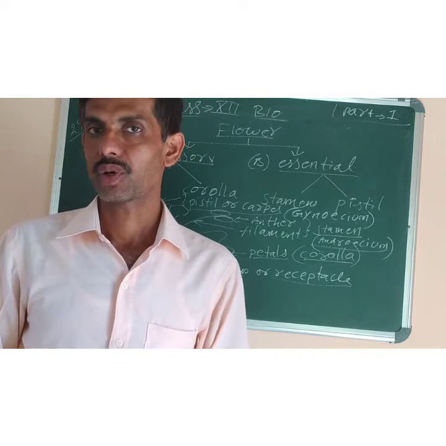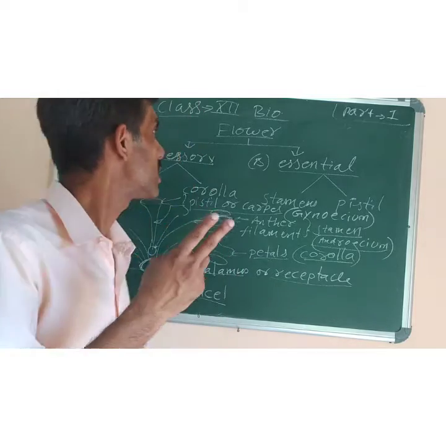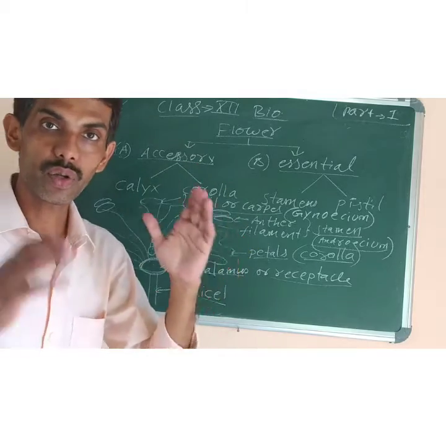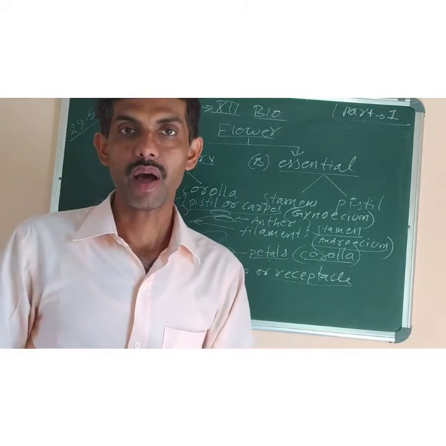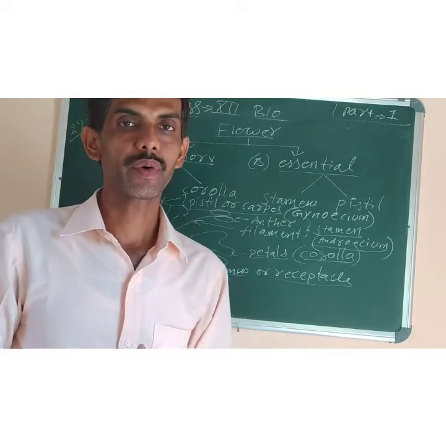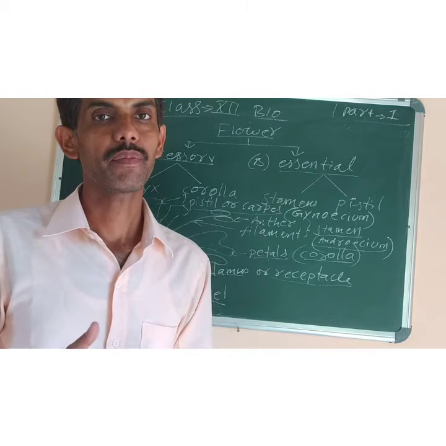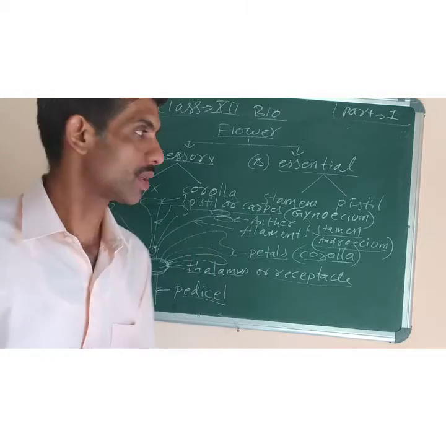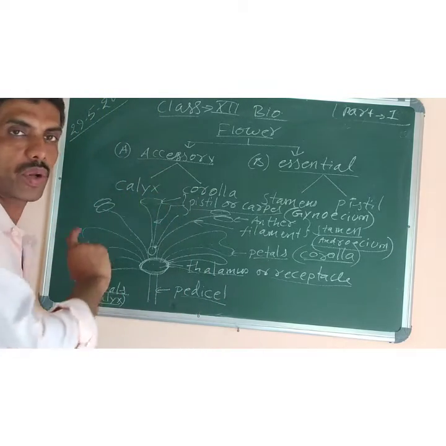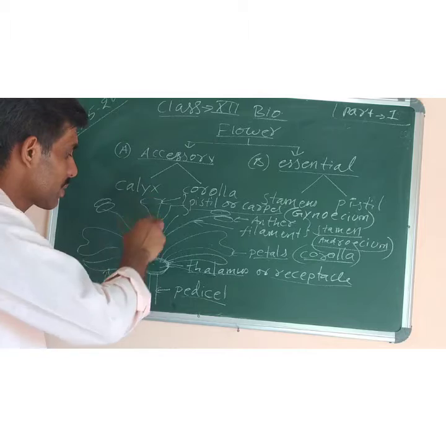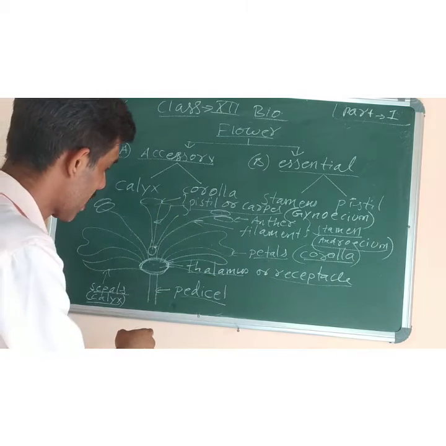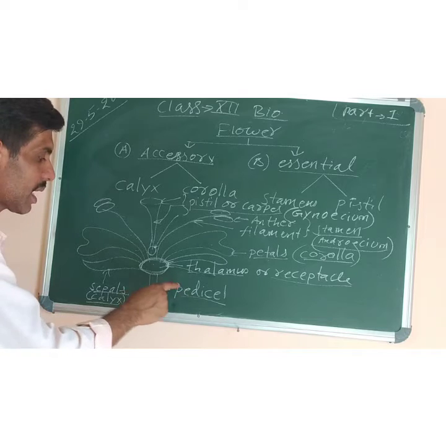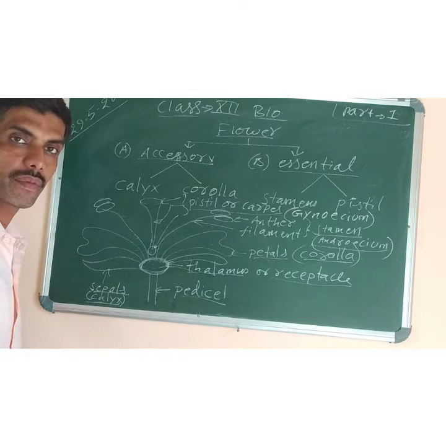the plant. So it contains two main whorls. What are they? Accessory and essential. Accessory whorls are those parts of the flower which are not directly involved in reproduction, but they help or assist in the process of reproduction. And these two parts are calyx and corolla. Calyx is the outermost layer of the flower, as you can see in the diagram which I have drawn here. The stalk of the flower is called pedicel and it helps to attach the flower to the stem.